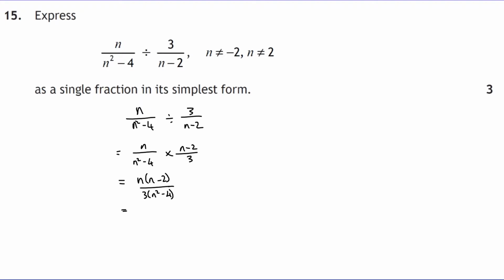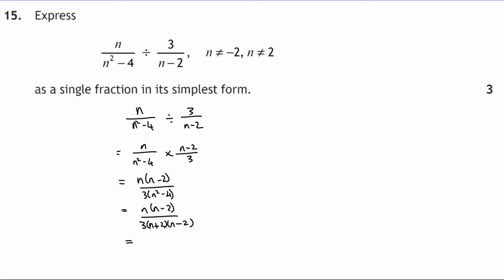That would not be considered simplified, but if we look at the bottom line, the terms inside the brackets, n squared minus 4, are actually a difference of 2 squares. So we can split that one bracket here into 2 brackets, n and n at the beginning to give us n squared, 2 times 2 at the end to give us 4, and 1 plus and 1 minus.